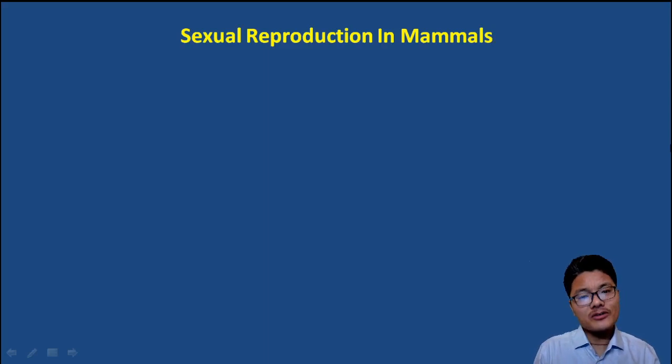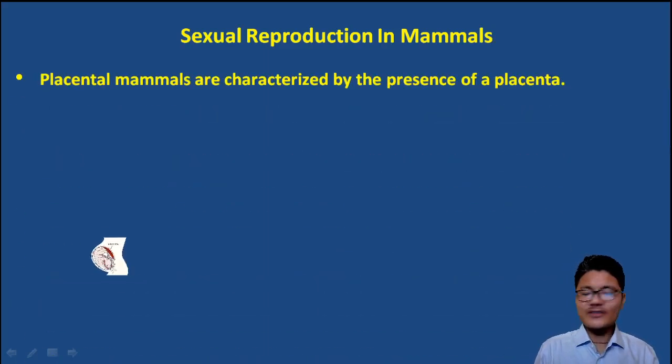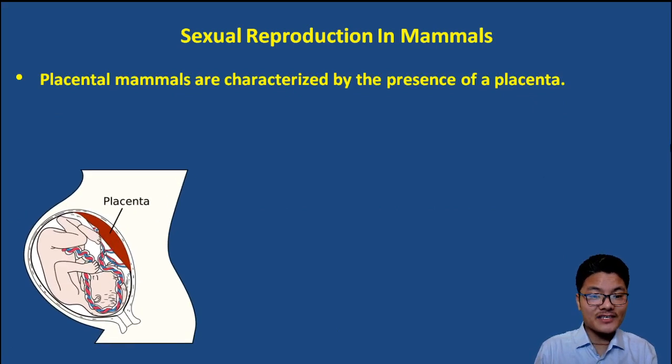So mammals reproduce sexually. We have different types of mammals. Some mammals are called placental mammals, which usually develop a placenta whenever the mammal is undergoing the process of reproduction. In humans, we have the placenta, a disc-shaped tissue, which supports the developing fetus. The placenta is the tissue in between the mother's body and the developing fetus.